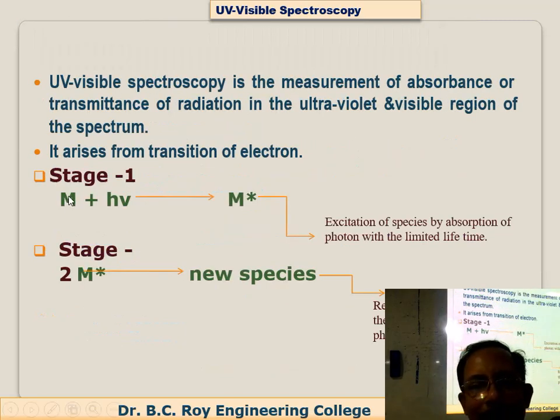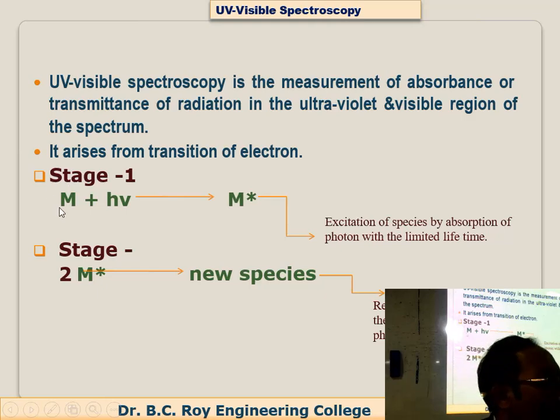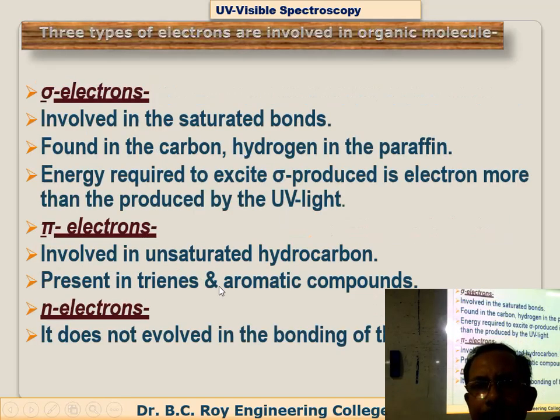So here this is some molecule absorbing some light energy, h nu, some quanta, getting energized. This energized molecule gives some new species. By relaxation, M star is converted to some new species. Sigma electrons, they are in the sigma bond, pi electrons, they are in the pi bond, and n electron is the lone pair.